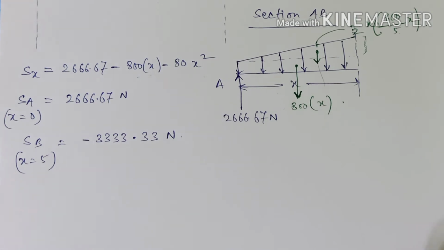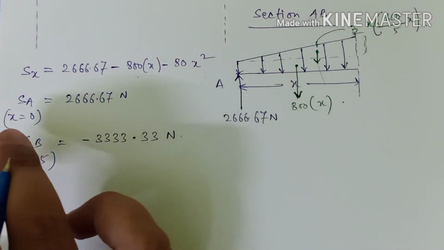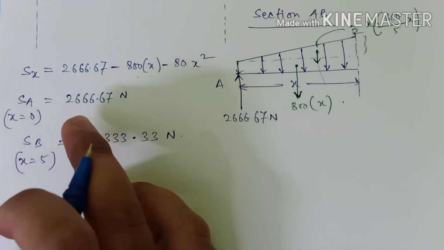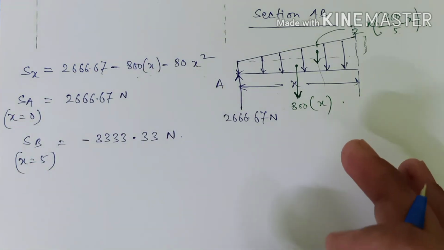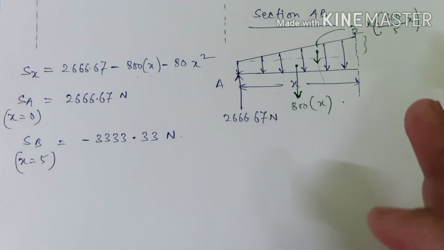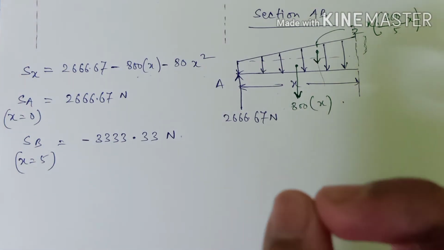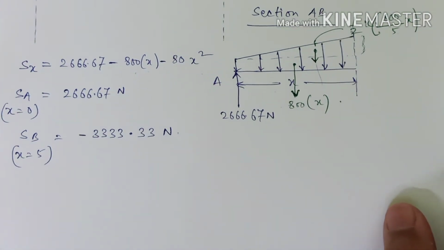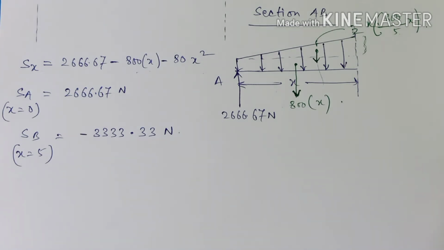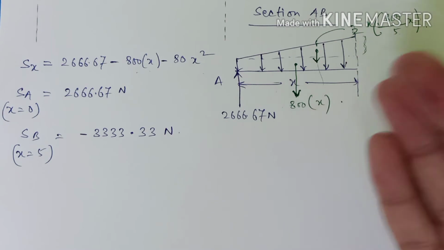So basically we can see that from shear force at A to shear force at B, the value is actually changing from positive to negative. Means at some point the shear force is becoming 0, right? And can you name that point? I have already discussed it in my previous video. That point is called the point of inflection.